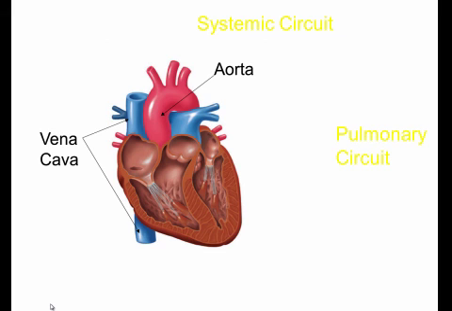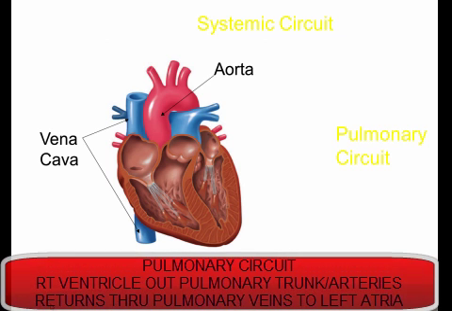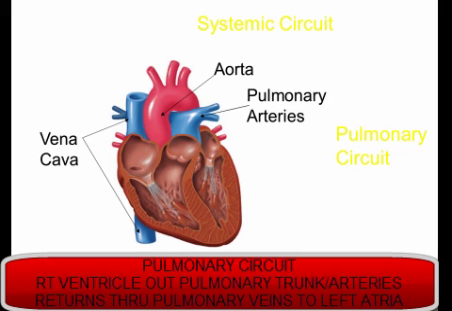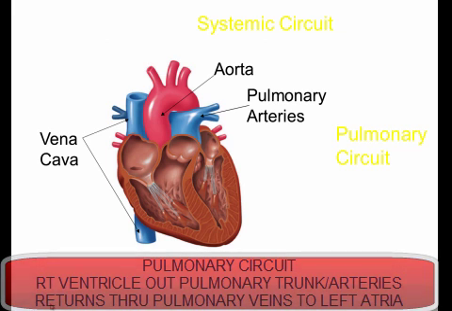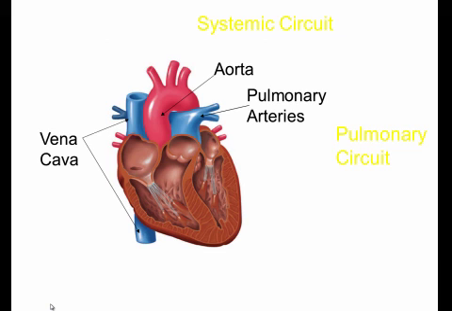The other circuit is the pulmonary circuit, and it only goes from the heart to the lungs and back to the heart. The pulmonary circuit begins in the right ventricle. When the right ventricle contracts, blood is forced through the pulmonary semilunar valve into the pulmonary arteries. The pulmonary arteries branch and they're going to deliver this blood to the right and left lung. And this is represented by blue because this is the deoxygenated blood that has just returned from the systemic circuit.